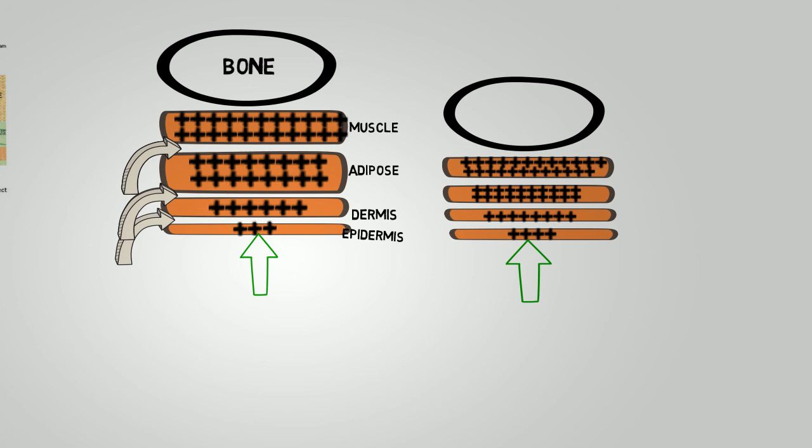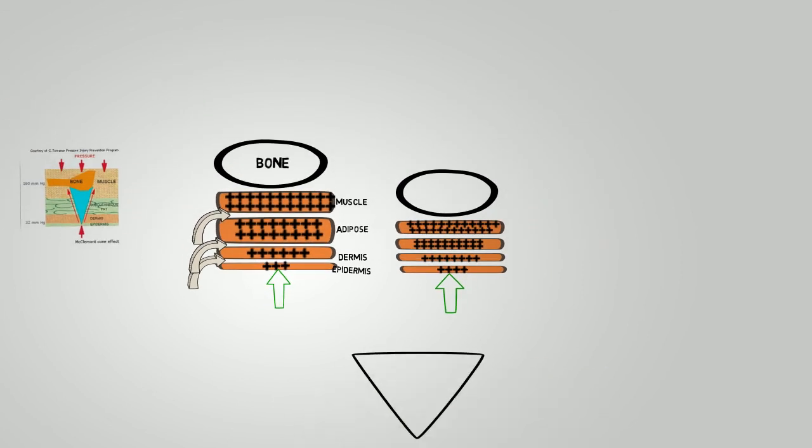Now that means that in a situation where we have less tissue between the external pressure and the bony prominence, the pressure gradient is greater and therefore the risk of pressure damage is correspondingly greater. And that has clinical significance for us.